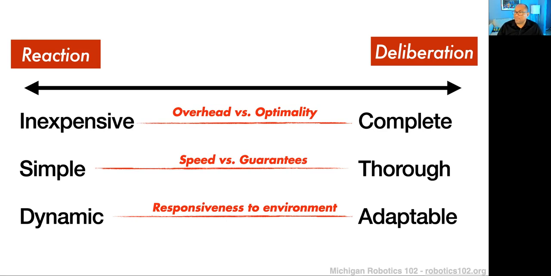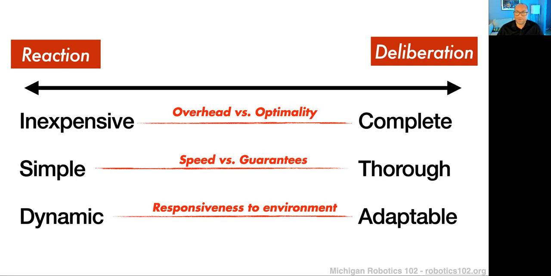Whether that's where we're trying to optimize for cost, like financial cost, or we're trying to optimize for the completeness of the solution that we get back, the completeness of our path. We should think about the speed of our system, how fast we want it to react, versus the guarantees that we can get from our system. Do we want something simple that's going to react really quickly? Or do we need thoroughness, and we need to be able to promise what the behavior of the system is going to be?